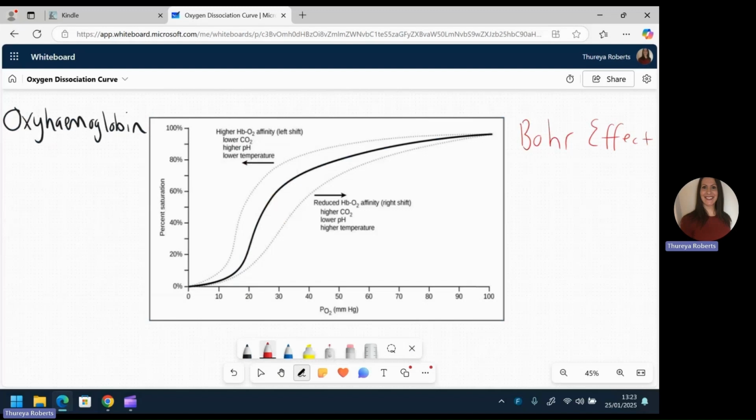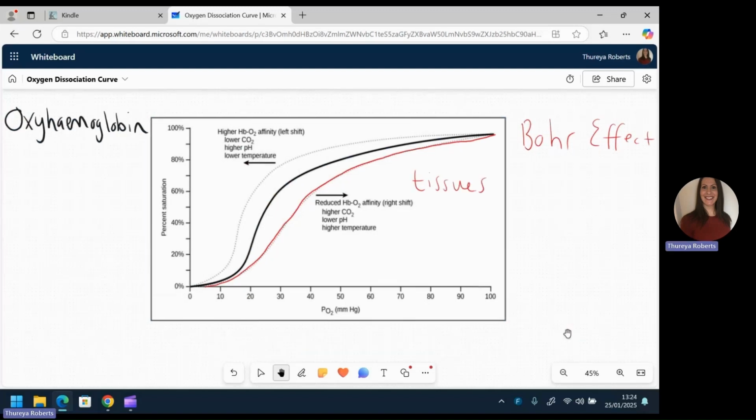So this would happen, for example, in the tissues where cellular respiration is constantly taking place, releasing carbon dioxide as a waste product and therefore increasing its concentration. So on the graph, it would be here, this dotted line, I'm just going to colour it in red. This would be our right shift, and it's most likely to take place in the tissues of the human body.